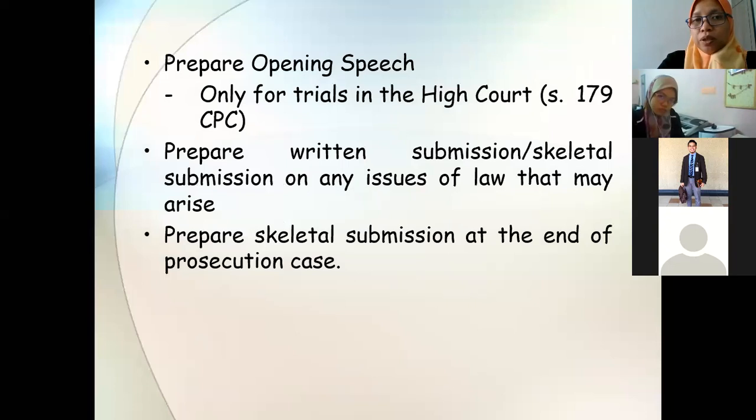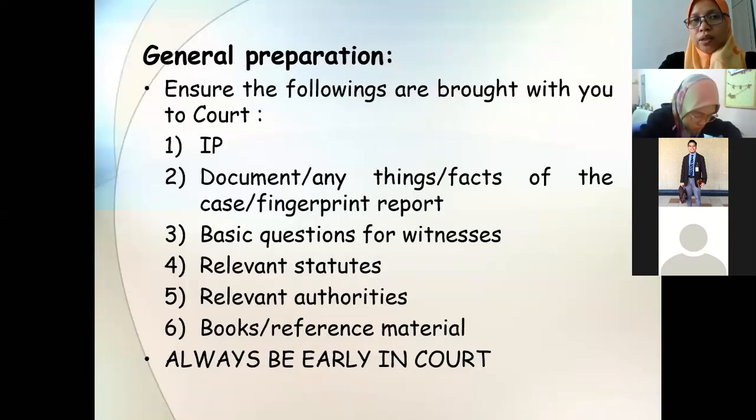Okay, prepare opening speech. This one is in regards to High Court Trial, 179-180. Okay. Prepare written submission or skeletal submission on any issues of law that may arise. Prepare skeletal submission at the end of prosecution case. Okay. So since you already have the skeletal, when the trial suddenly ends, then you can straight away do your submission, so that the trial can be concluded quickly.